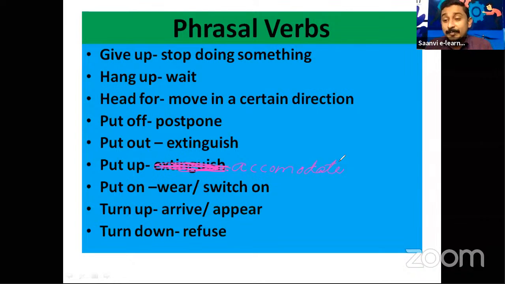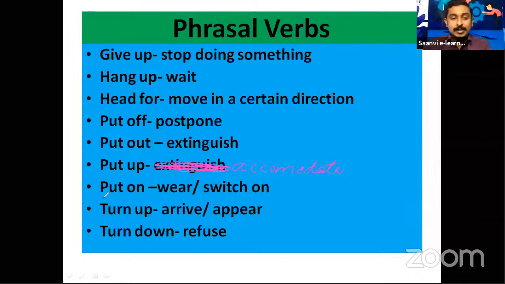Accommodate means what? To give space to someone to be in your house. I had to put up with you. In the second unit, you have learned Elizabeth was telling, I had to put up with you for 5 years. Put up means accommodate. Or let me make another example. Faiz had to put up his grandparents in his house, means to accommodate.